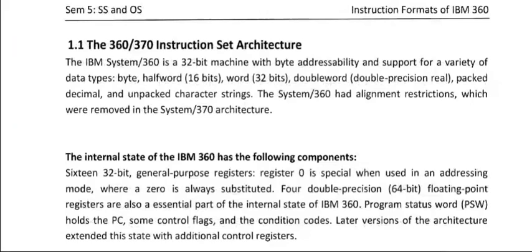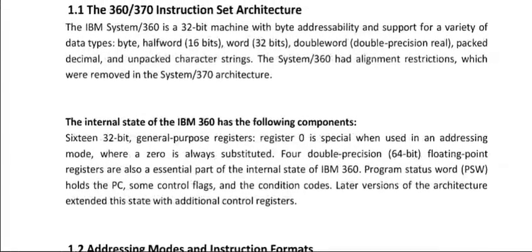Now moving on to the instruction set architecture of IBM 360 or IBM 370. The IBM System 360 is a 32-bit machine with byte addressability and support for a variety of data types. The data types that were supported were byte, half word, word, double word, packed decimal and unpacked character strings. The System 360 had alignment restrictions. So these alignment restrictions were removed in the next version of IBM 360, the IBM System 370 architecture.